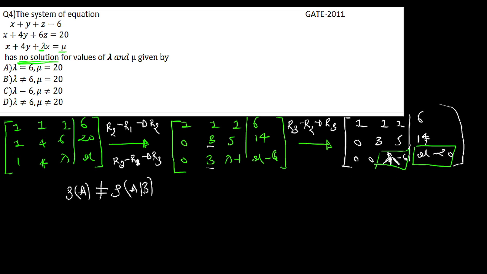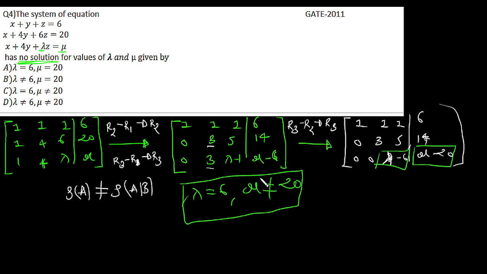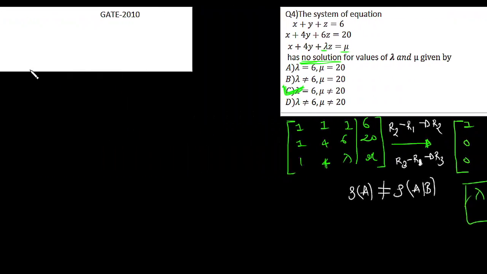So for this condition, we have to choose lambda equal to 6 and mu any value excluding 20. So this is the right combination of these two variables for the system to be inconsistent. So we can select answer C. Okay, so option C is the right answer. Okay, let's move to question 5.